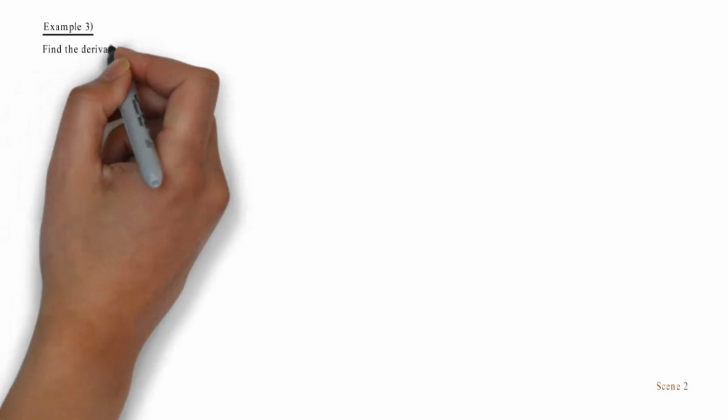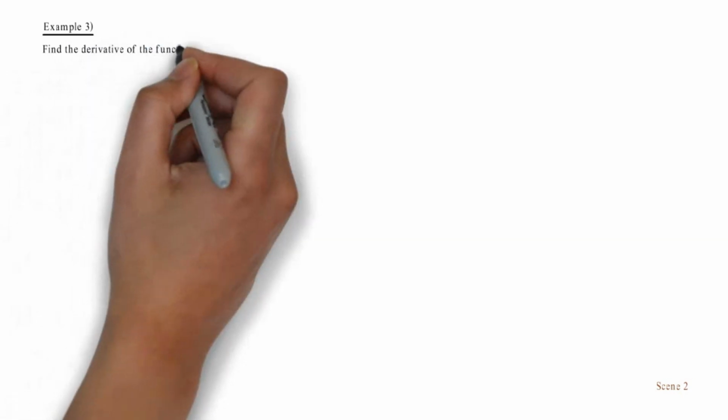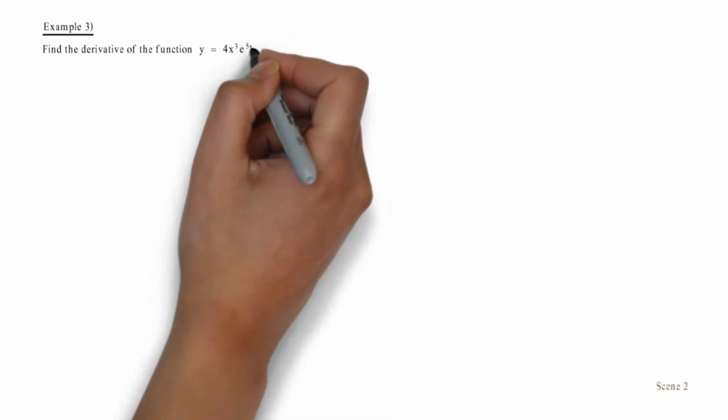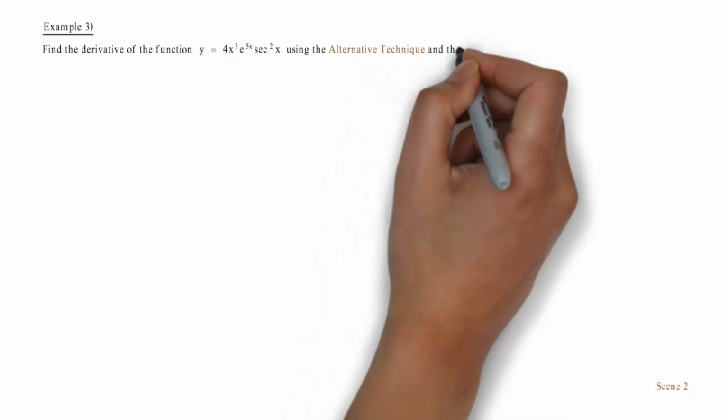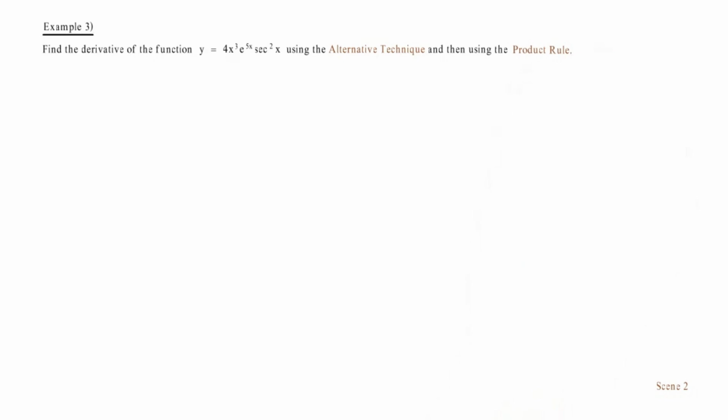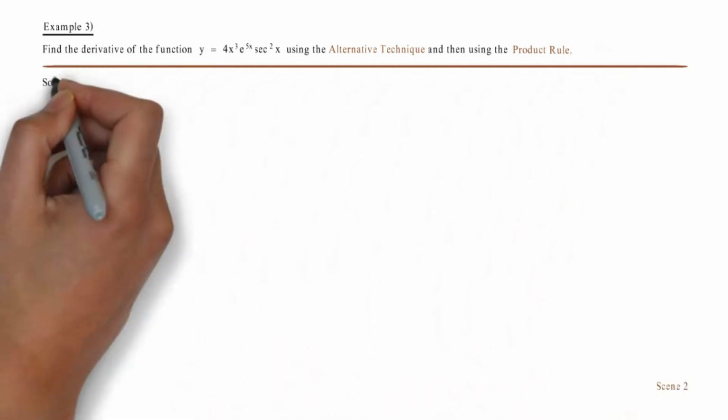Example 3. Find the derivative of the function y equals 4x cubed e to the 5x sec squared of x using the alternative technique and then using the product rule. Solution.